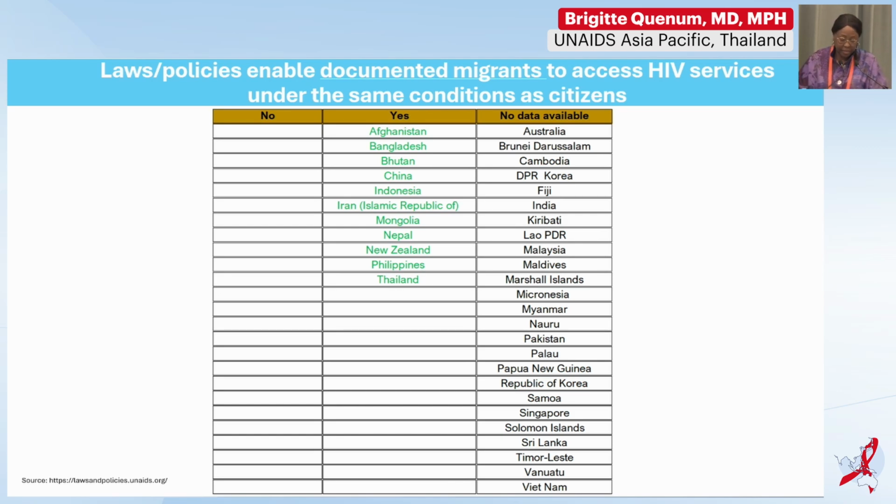You will notice that about 25 countries did not answer the question or no data is available, which is worrisome since no data does not equate to enabling policy. And as presented in one of the earlier slides, without data, it's really difficult to pursue policy and advocacy dialogues.